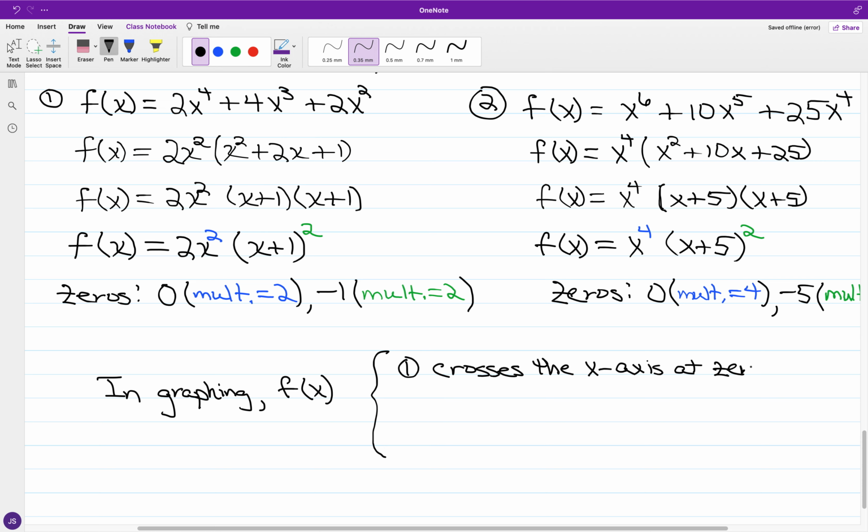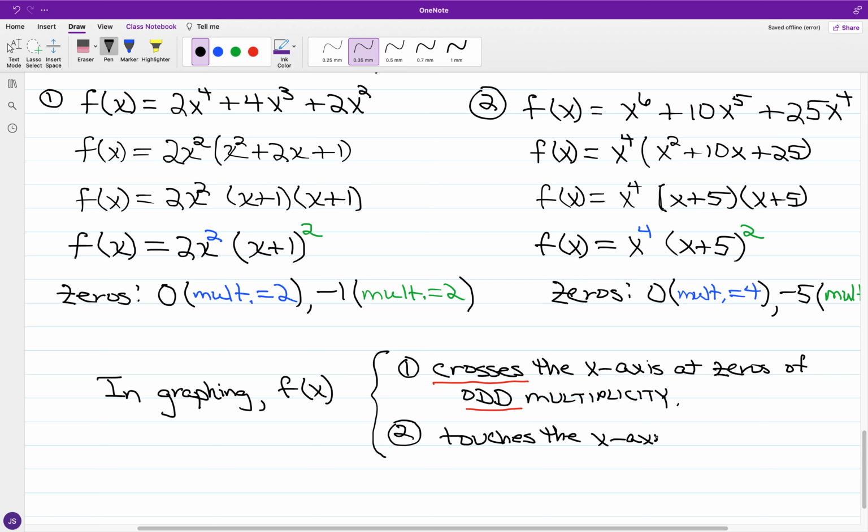at zeros of odd multiplicity. Just stressing the words here, it's going to cross the x-axis whenever the zeros are of odd multiplicity, but in other cases where there are zeros, f of x is going to touch the x-axis at zeros of even multiplicity.